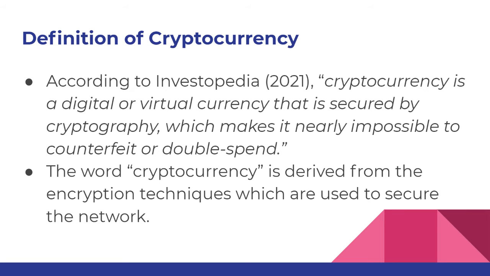With this, I will be defining cryptocurrency. Based on my research, cryptocurrency is a digital or virtual currency that is secured by cryptography, which makes it nearly impossible to counterfeit or double spend. The word cryptocurrency is derived from the encryption techniques which are used to secure the network, which will be further expounded later in the video.